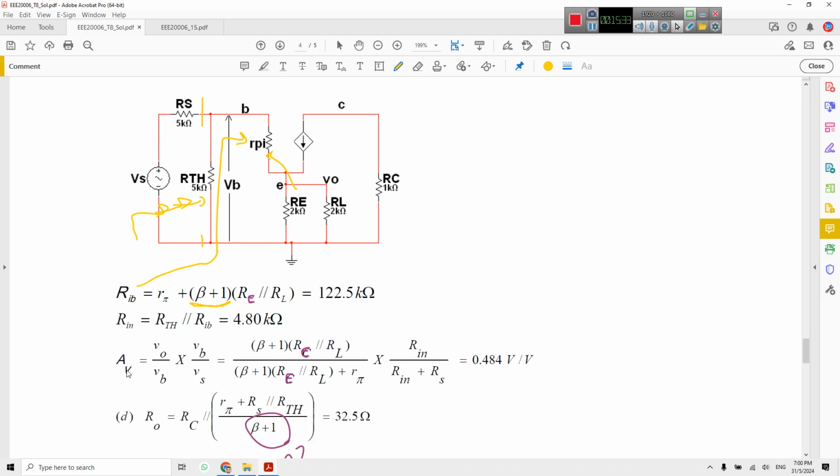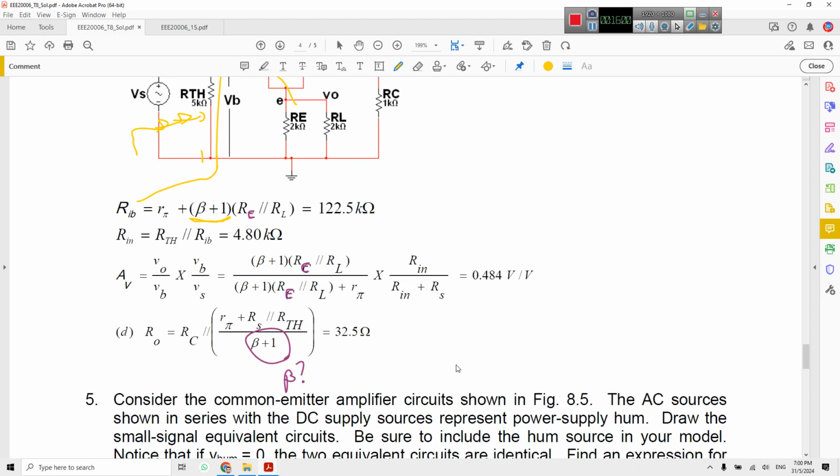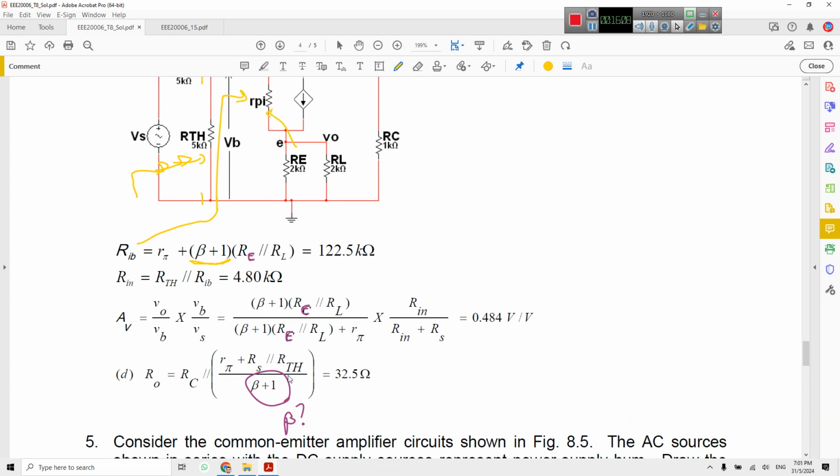So AV, in the same way as we calculate for the previous one, you can see again the major, I think, should be RE parallel with RL, so times beta plus 1, then R pi, and for the VB over VS, R in plus RS, the final value is given by here. Again, for R out, RC is parallel with this value, which is R Thevenin in parallel with RS.